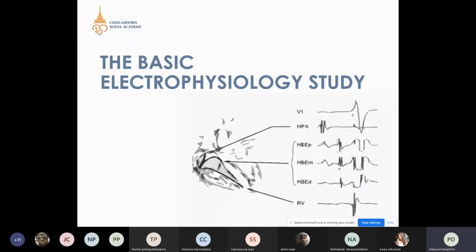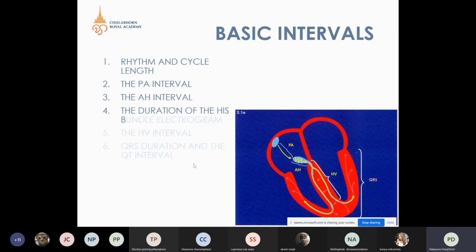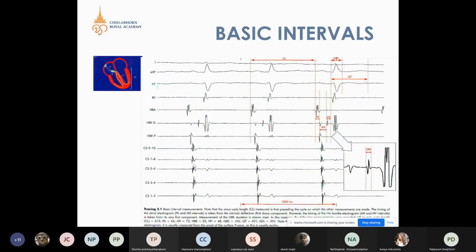Okay, the last part, the basic electrophysiology study. I just want to describe this a little bit. The basic intervals we should know are the rhythm and cycle length, the PA interval, the AH interval, the duration of the His bundle electrogram, the HV interval, the QRS duration, and the QT interval. Let's see how to measure each interval.